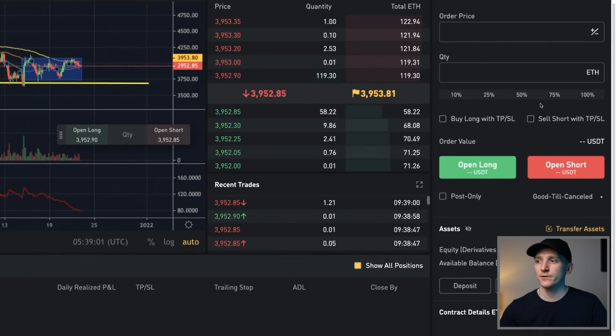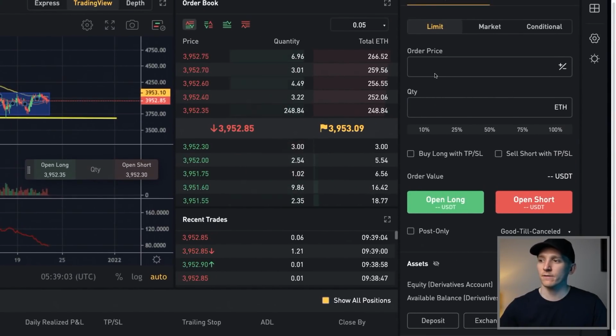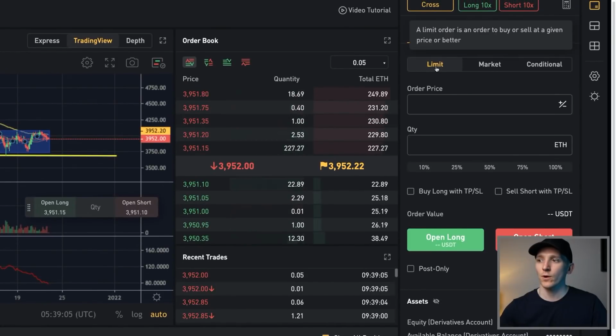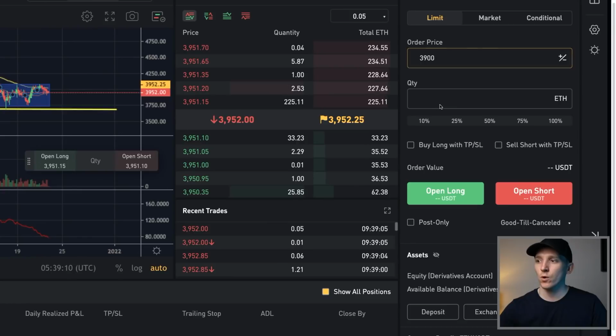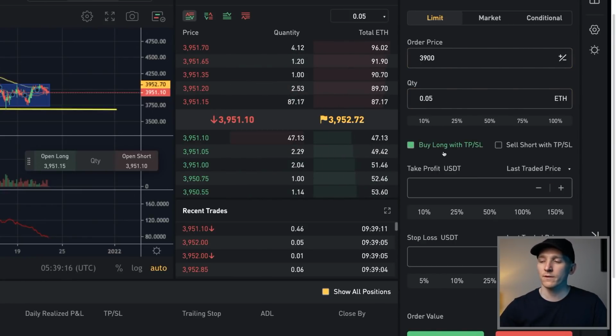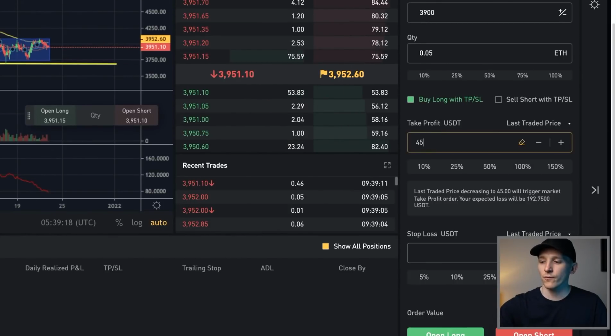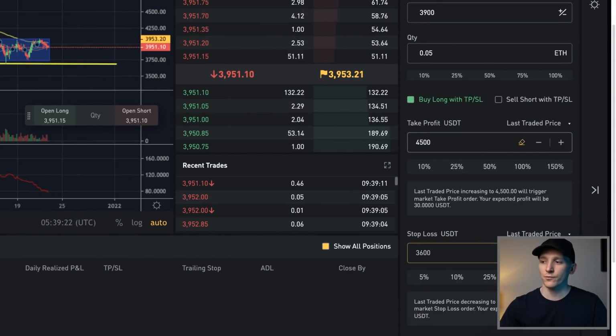Like I said, you don't need to trade futures, but for your entry price, you want to use a limit order. So you want to open, limit order would be 3,900. The quantity, whatever it is. And then you want to buy along with a TPSL. So click on this. The take profit we know is 4,500 and the stop loss is 3,600 or 3,700.